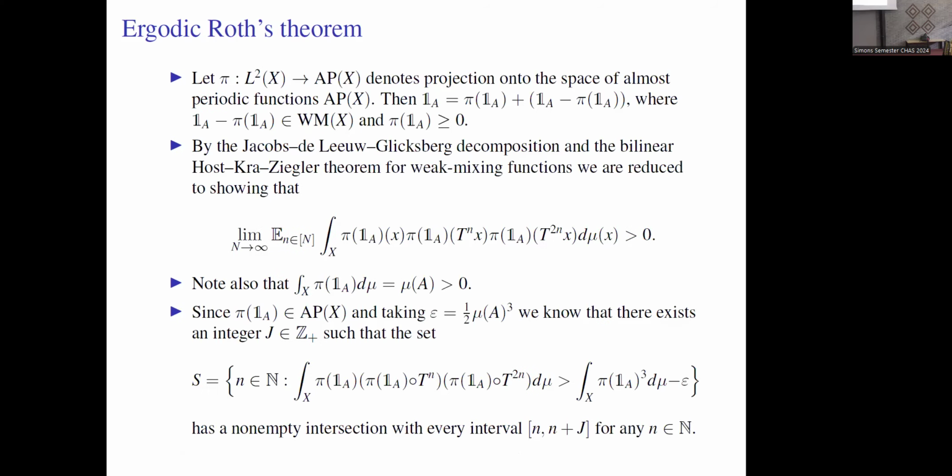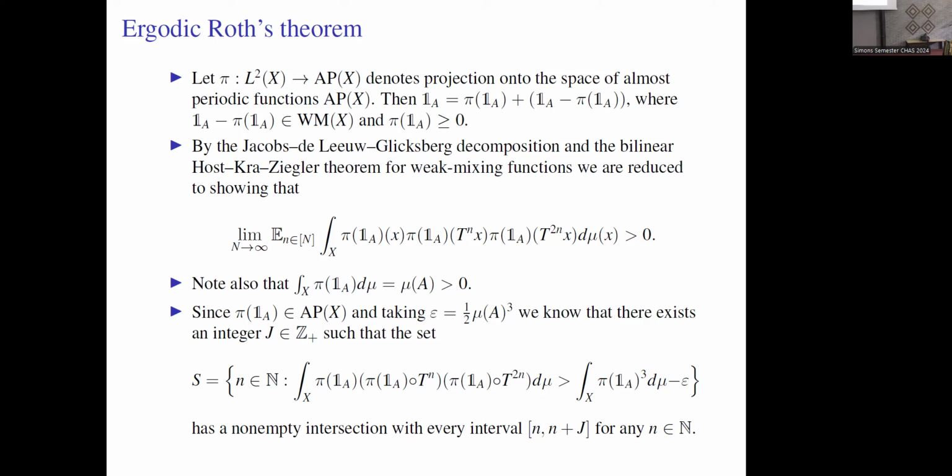And so, in order to prove the positivity, we will use the fact that this decomposition of Jacobs-Glicksberg will play an important role, because it will allow us to reduce the problem to this multilinear form that corresponds to periodic functions. In other words, we know that this Jacobs-Glicksberg splits our Hilbert space into the periodic functions and the weakly mixing.